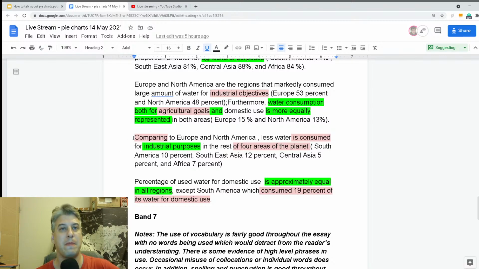Okay, so this phrase, comparing to Europe and North America, as I said, I would say compared to.